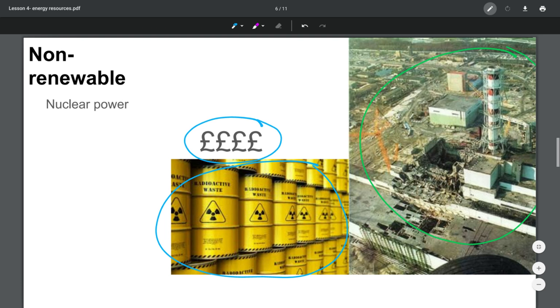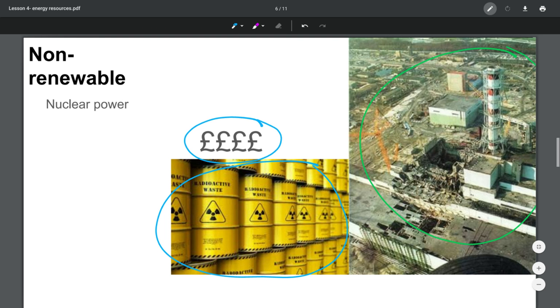Which obviously has its own problems, and this stuff remains radioactive for many years. Okay, possibly thousands of years. So it's not just a case of, oh, you've got to keep it for a couple of years and then you can get rid of it into landfill. It is in these containers for a very long time.